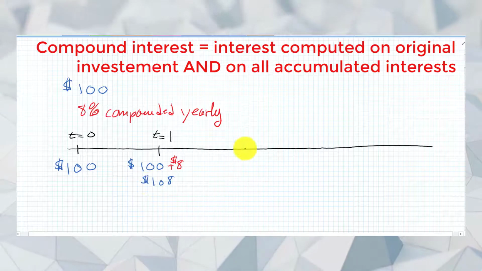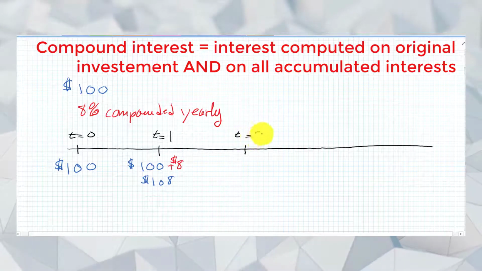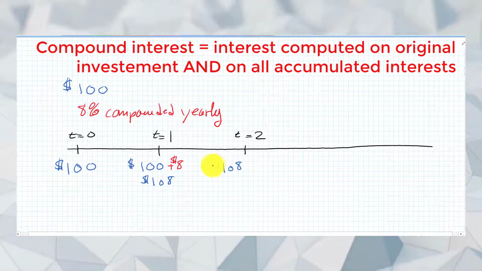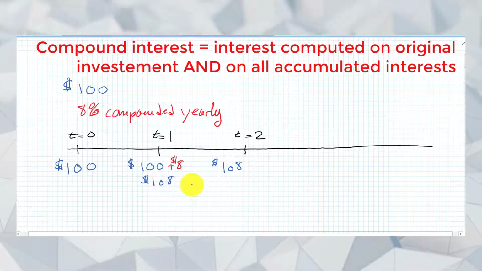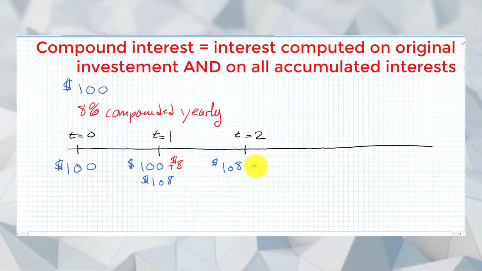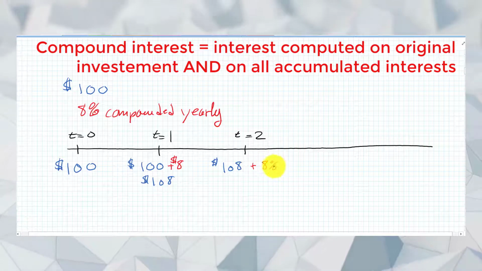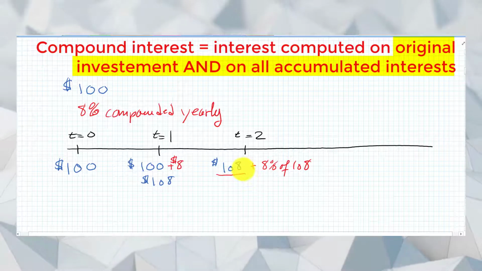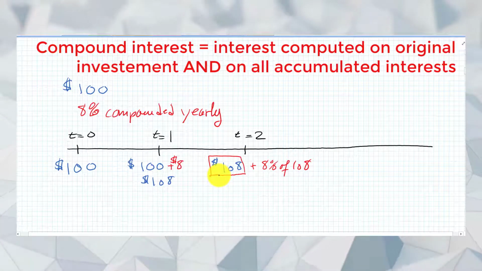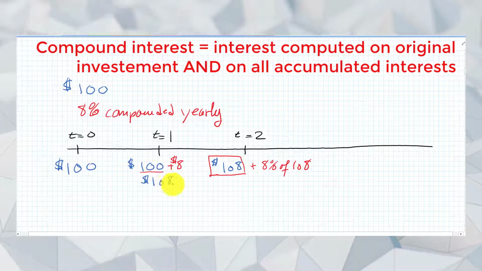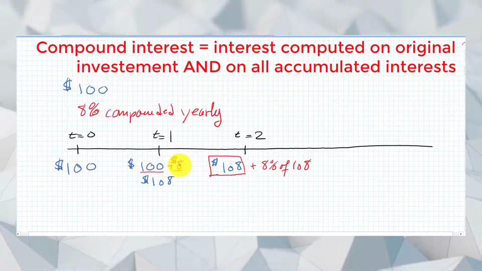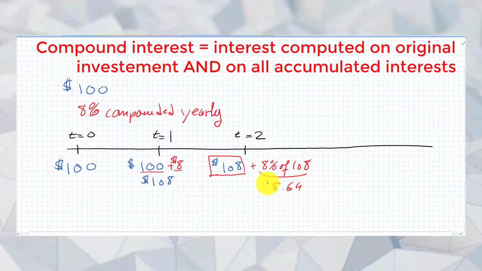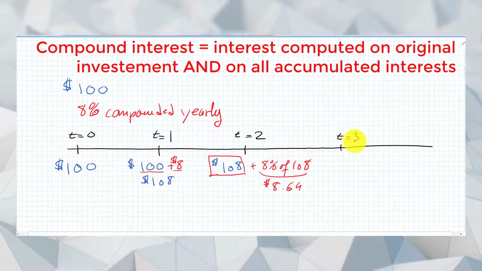All right. So now what's going on at the end of the second year? Well, at the end of the second year, in your account, you have the $108 that was there at the end of the first year, and you have to compute interest. But the interest you compute is 8% of 108, not of the original, but of the amount that was there at the end of the first year. So it's the original investment and the interest added. You add 8% on these two amounts, okay? This is precisely $8.64.